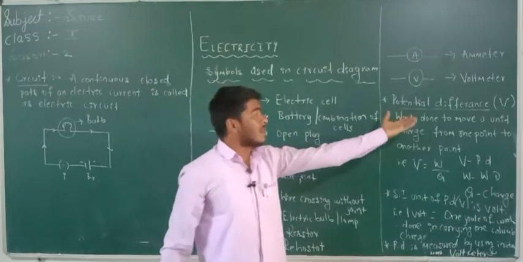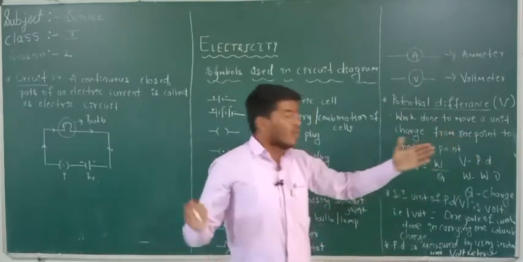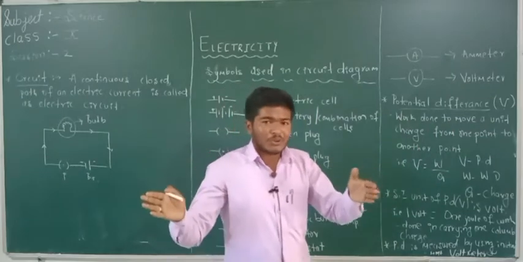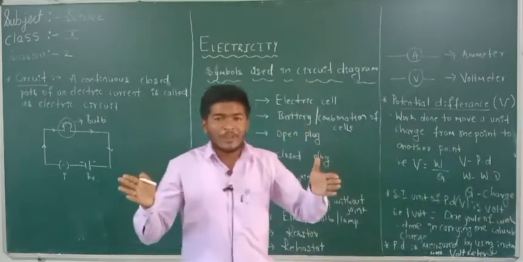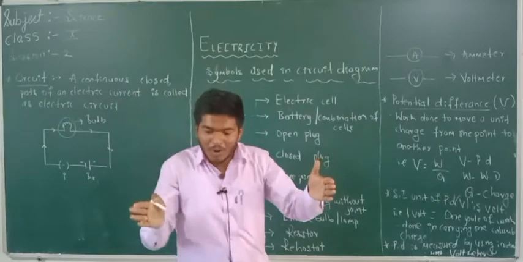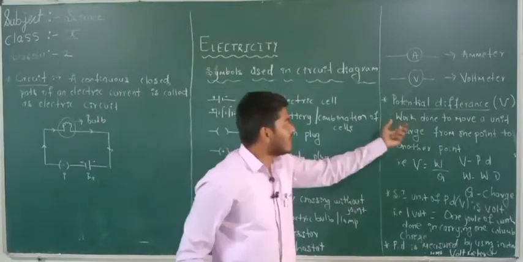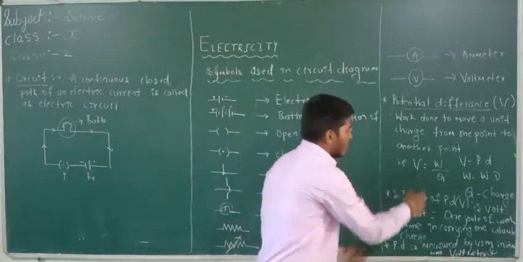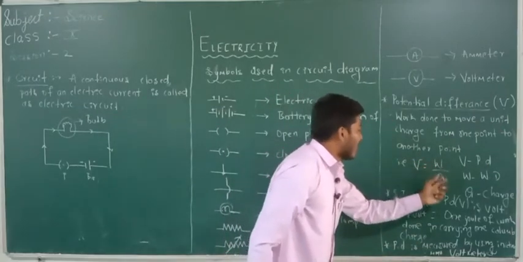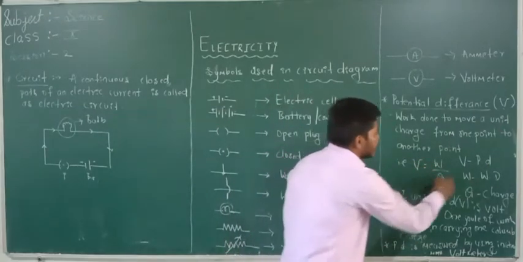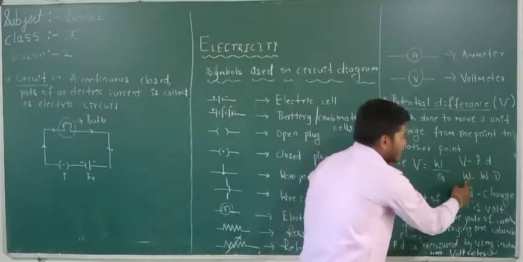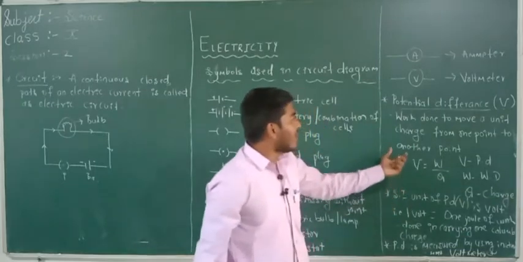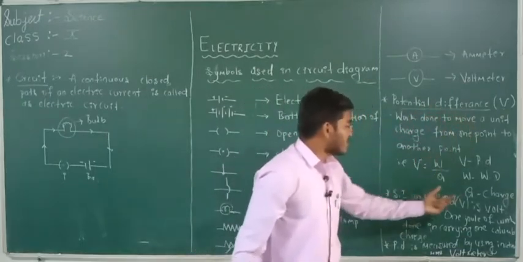Why? Because the potential difference is nothing but the work done to move a unit charge from one point to another point. So potential difference is equal to work done divided by charge. Here V represents the potential difference, W represents work done, and Q represents charge. The SI unit of potential difference is volt.